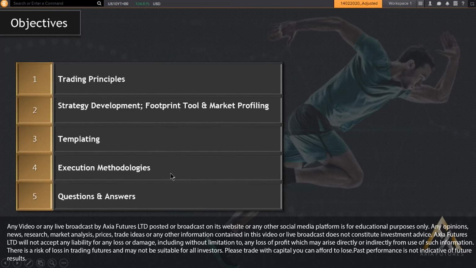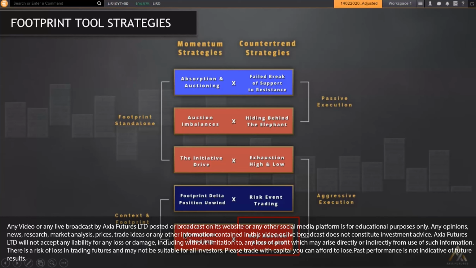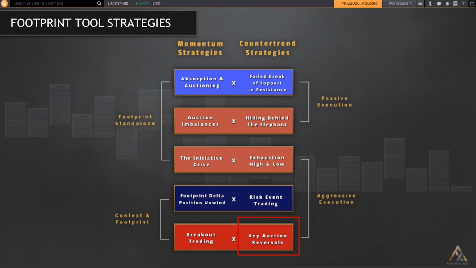So this is our usual objectives for the stream, and as usual, we're going to start off with the Q&A from today. Now, where we're going today is we're actually going to go with key auction reversals. It's a strategy that's been dealt with in both the market profiling course as well as the footprint tool course. So it's a strategy that's one and the same. It doesn't matter what tool you're using to execute it with or to observe it with.